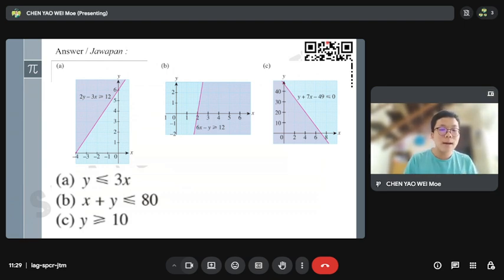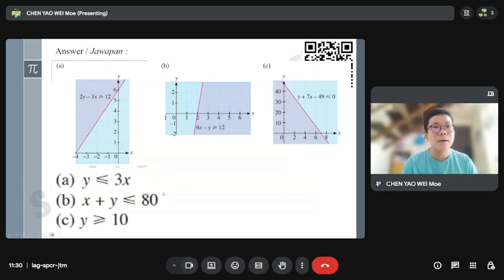You need to upload your answer separately, means the particular question you need to upload, and I will mark based on the question. So that's all for Form 4 Chapter 6 Mathematics.